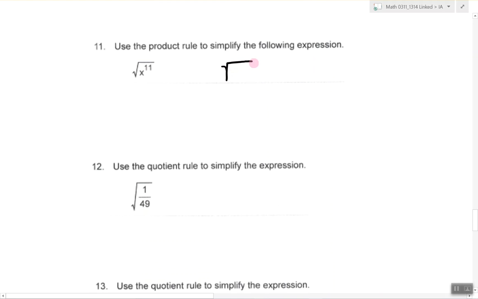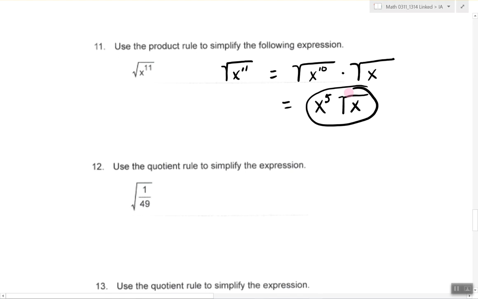This one asks you to simplify the square root of x to the 11th. Okay, 11 is not an even number, so when I do my factoring, I know that I'll take 1 back over here, and that leaves me with 10 of them up here. It's easiest to do this when you're dealing with square roots. The square root of x to the 10th is x to the 5th, dividing the 10 by 2, times the square root of x, done.